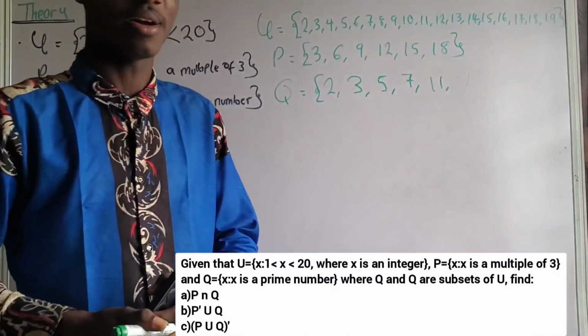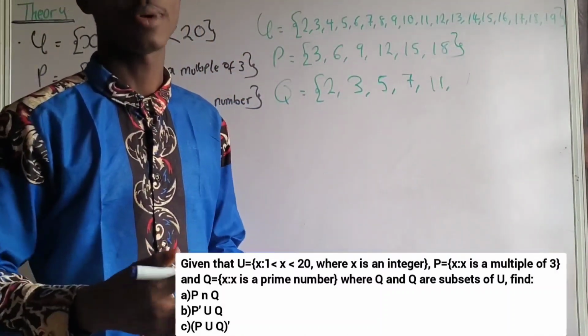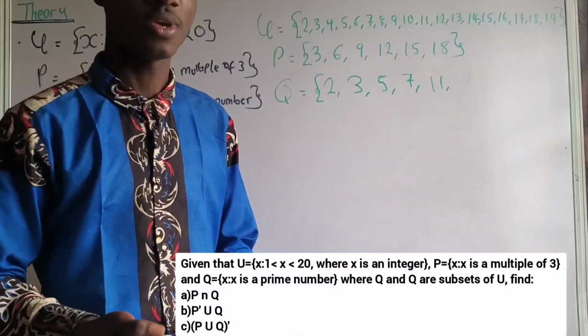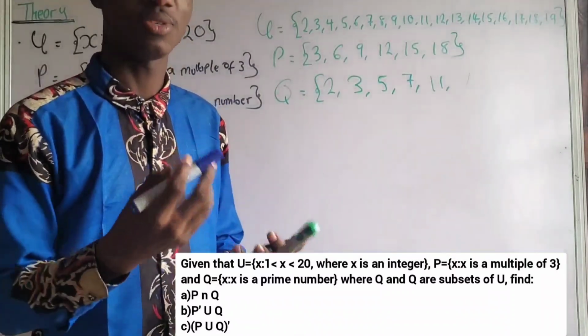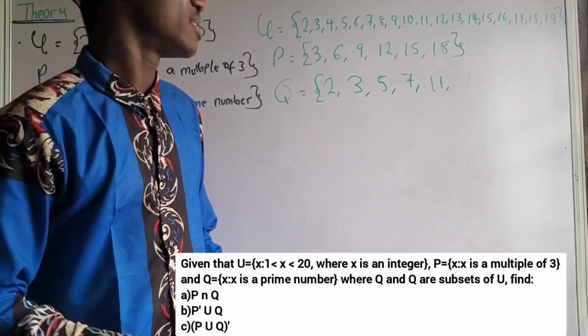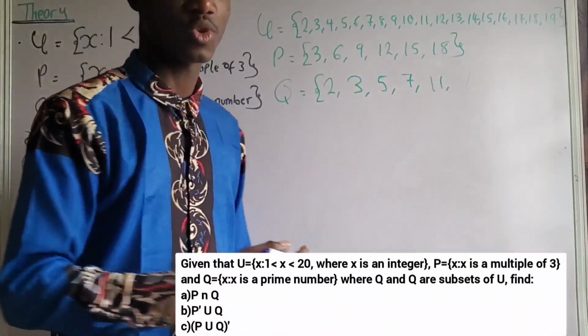12 is not a prime number because 12 is divisible by 2. It is divisible by 4. It is divisible by 3, even without remainder. It is divisible by 6. Are you getting it? So now 11 is a prime number. 12 is not a prime number.